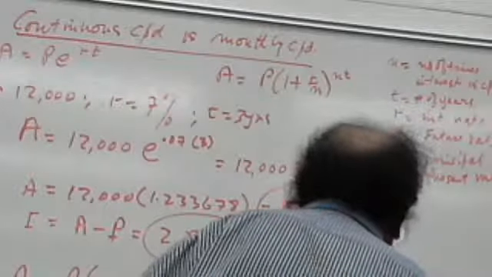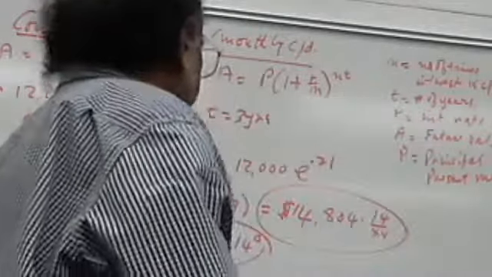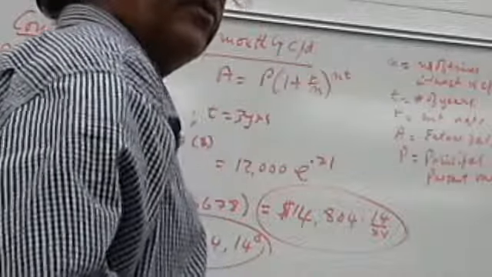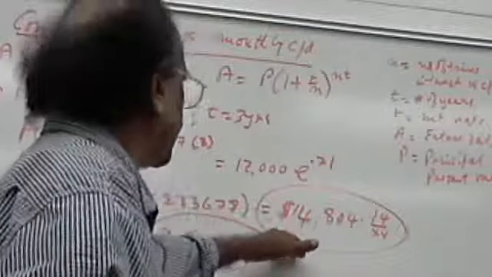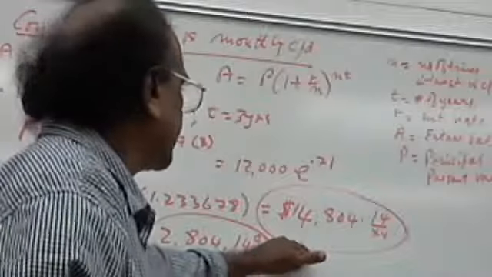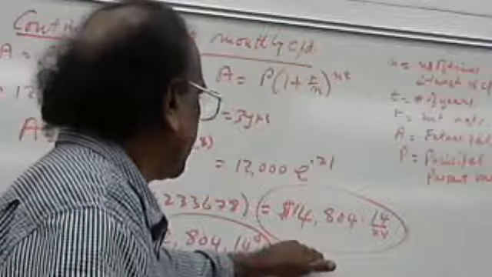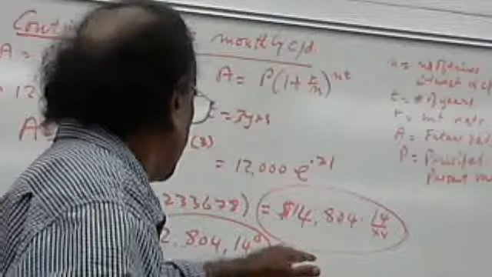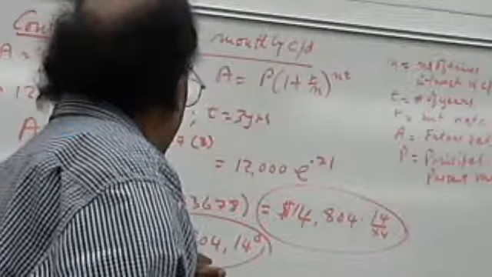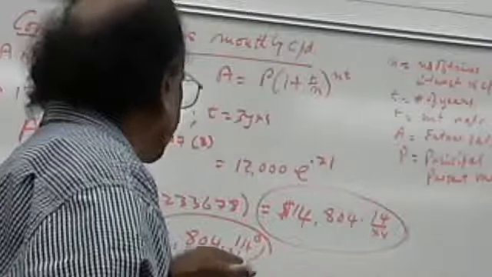All right, this is your amount, and your interest is equal to $2,795.11. Now, this one yields less interest than the continuous compounding. Continuous compounding gives us an amount of $14,804.14 with an interest of $2,804.14.